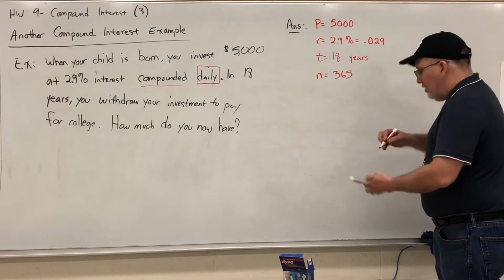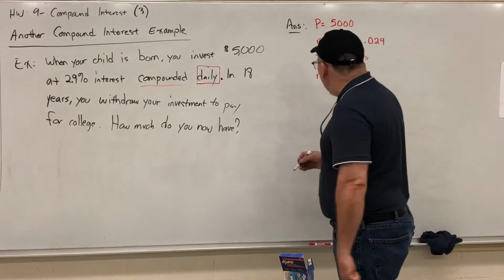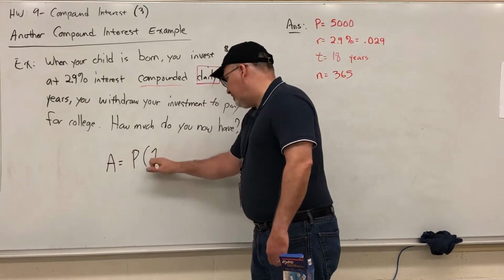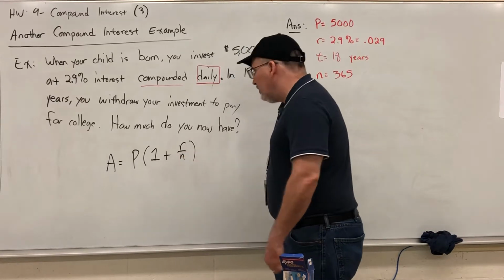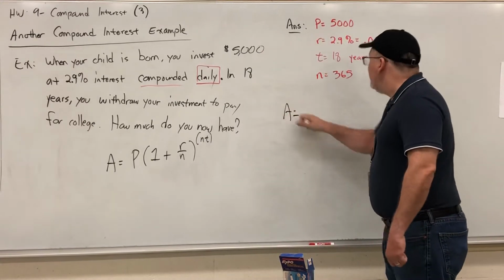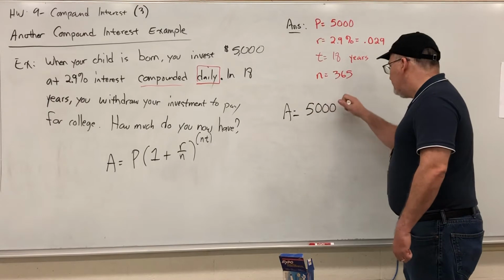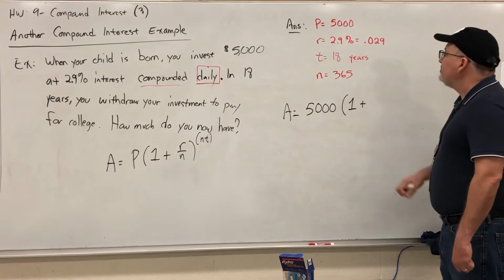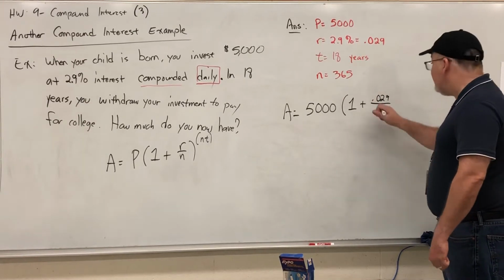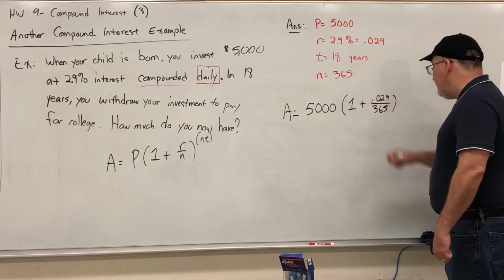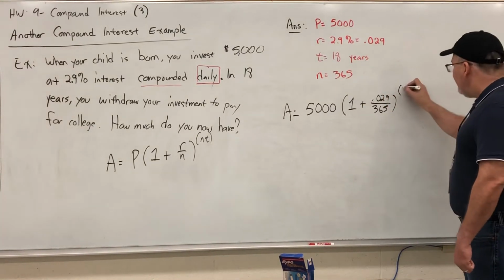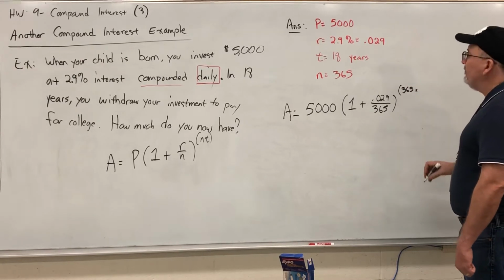All right, so now that we've got our values, let's substitute them into our formula. I'll write the formula here. A is equal to P, open parentheses, 1 plus R over N, close parentheses, and then the exponent, N times T. So when we set it over here, we have 5,000, open parentheses, 1 plus, the interest rate is 0.029. We're going to divide that by 365. That's how many times a year we're getting interest. So we're taking this and cutting it up into 365 pieces. And then the exponent, the N, 365, times the number of years, which is 18.